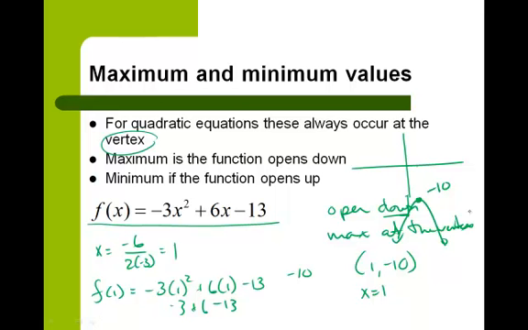We can also tell domain and range from this. For quadratics, domain is always all real numbers. And in this case, our range will be that y has to be less than or equal to negative 10. So we can get a lot of information from this maximum and minimum values.